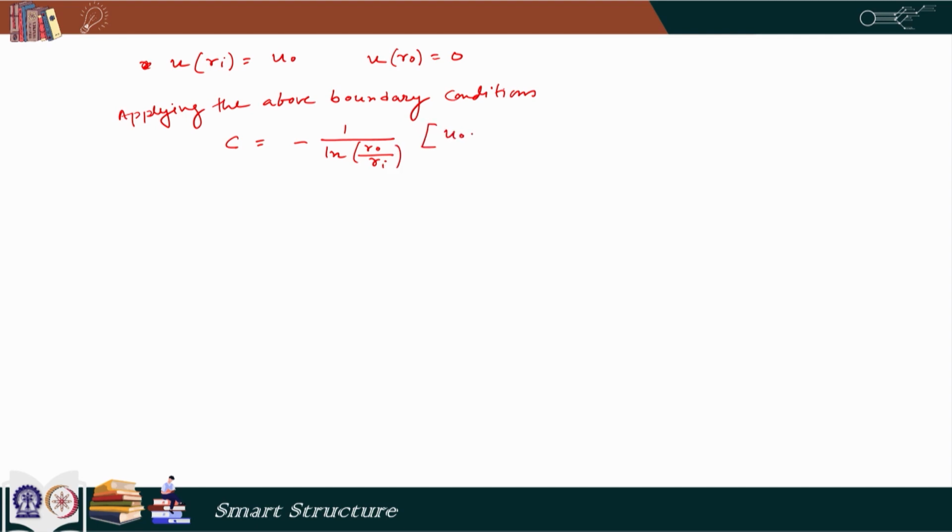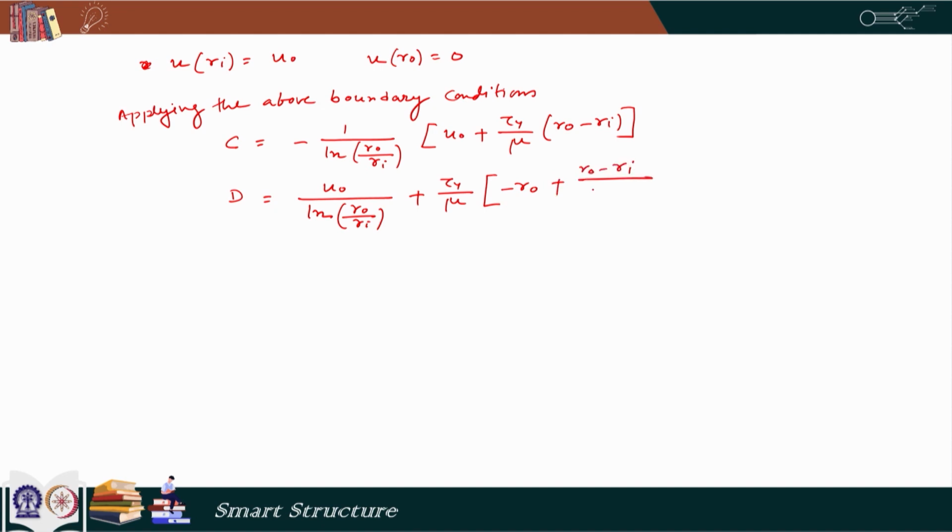multiplied by u_0 plus tau_y divided by mu multiplied by R outer minus R inner, and then we have d equal to u_0 divided by natural log of R_O by R_I plus tau_y by mu, and this is multiplied with minus R_O plus R minus R_I divided by natural log of R_O by R_I.